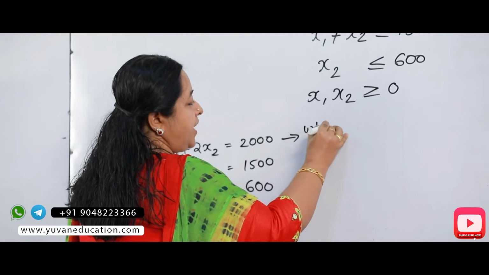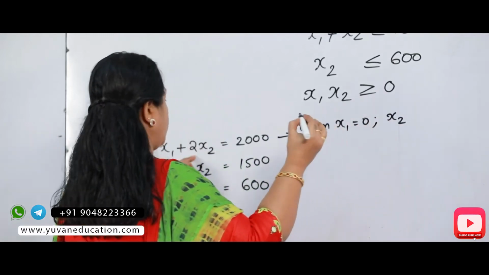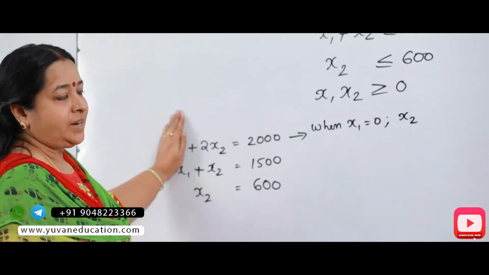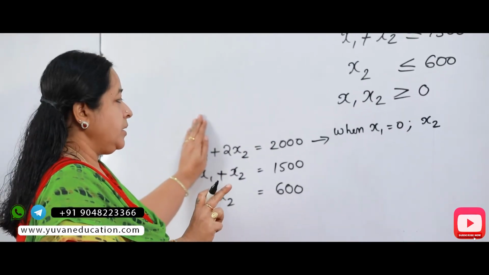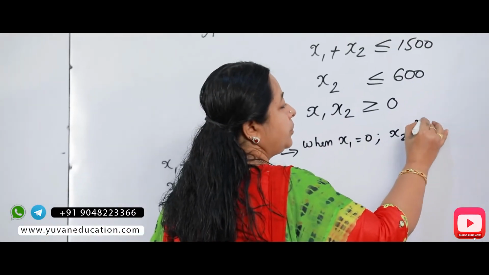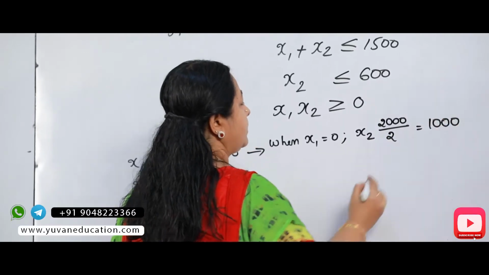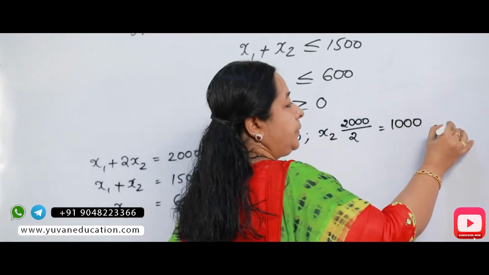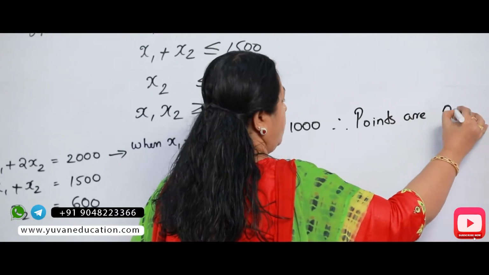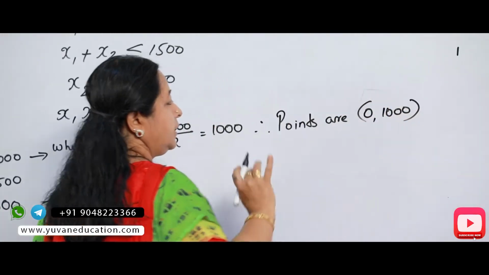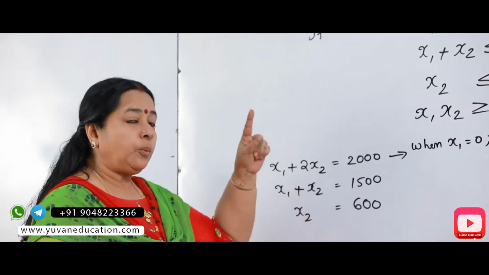Here when x1 is equal to 0, 2x2 is equal to 2000. So x2 is equal to 2000 divided by 2, which is 1000. Therefore, here the points are 0, 1000. In this constraint, we can develop 2 points.